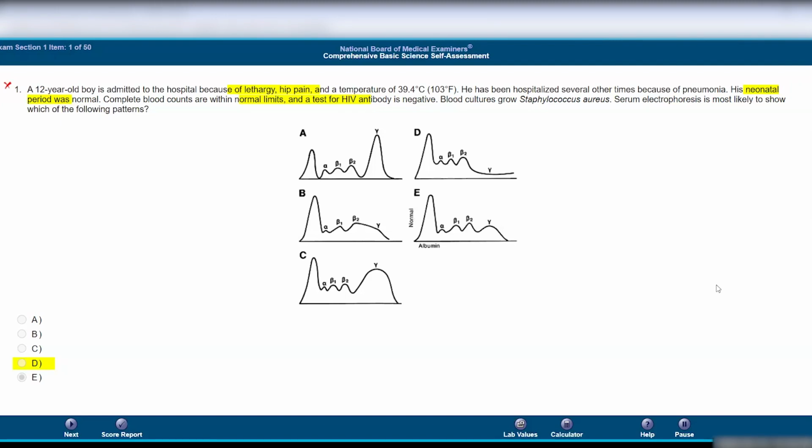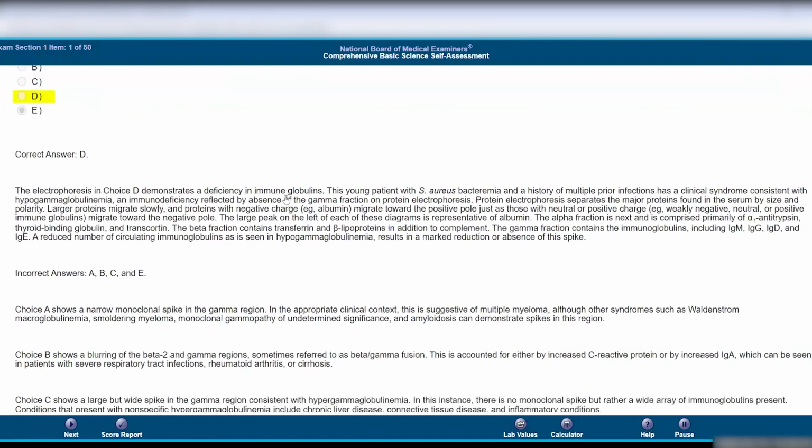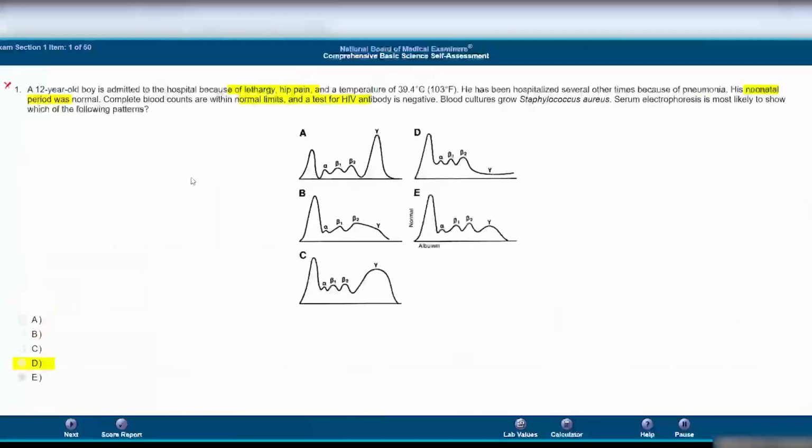Yes, exactly. So the key here, I think, is that you didn't make the jump for the diagnosis, because if you got the diagnosis, you probably could infer that they're talking about D. You get what I'm trying to say? Yes. So agammaglobulinemia, I can never say it, but yeah, Bruton's, right? Yes.